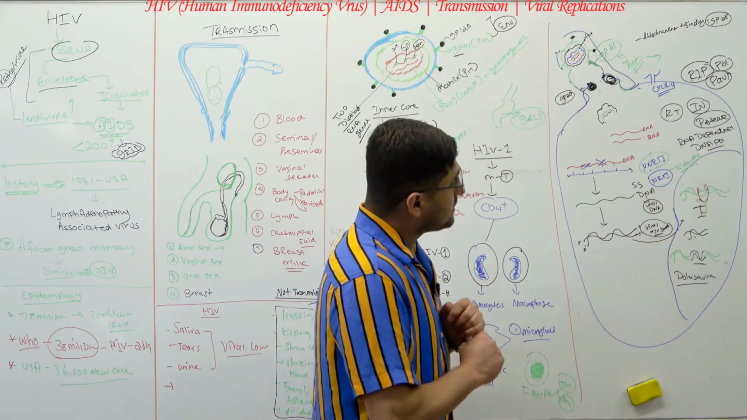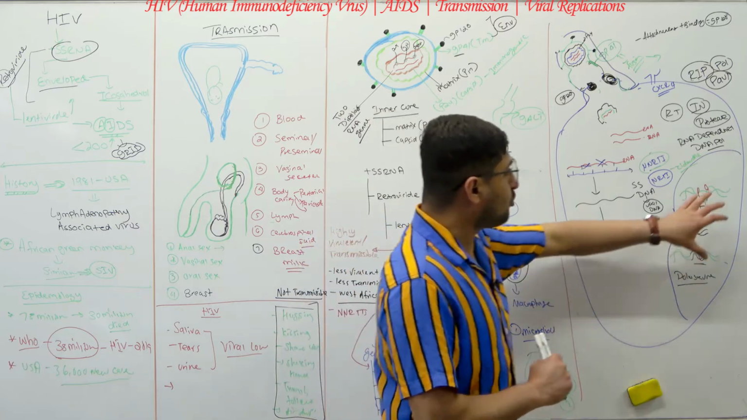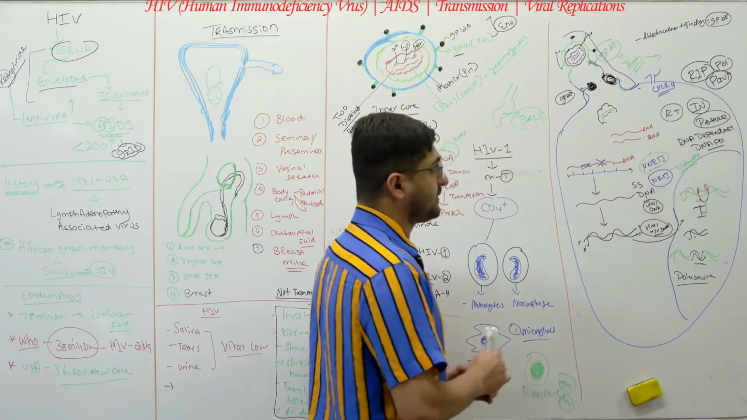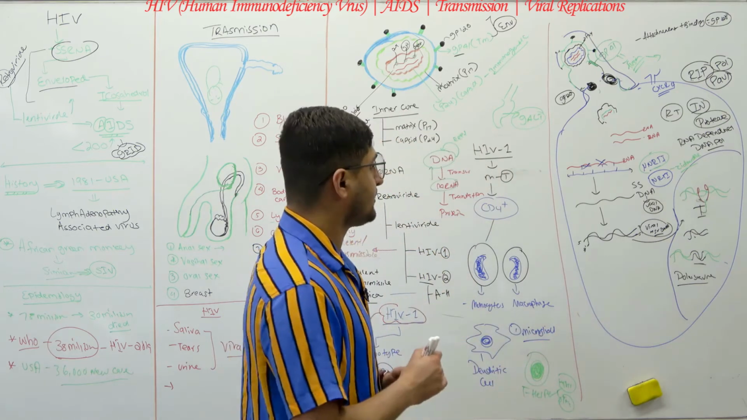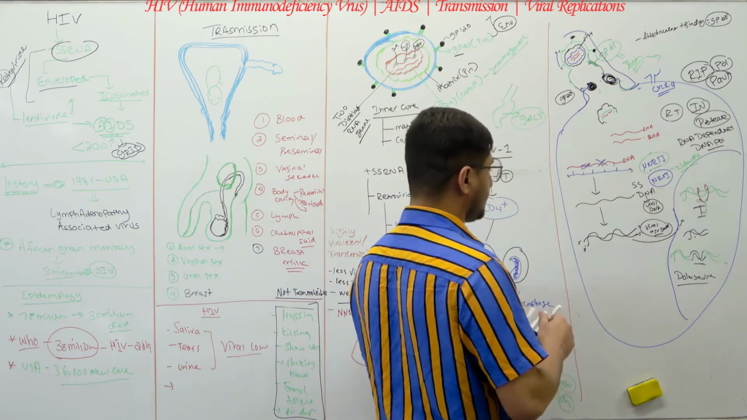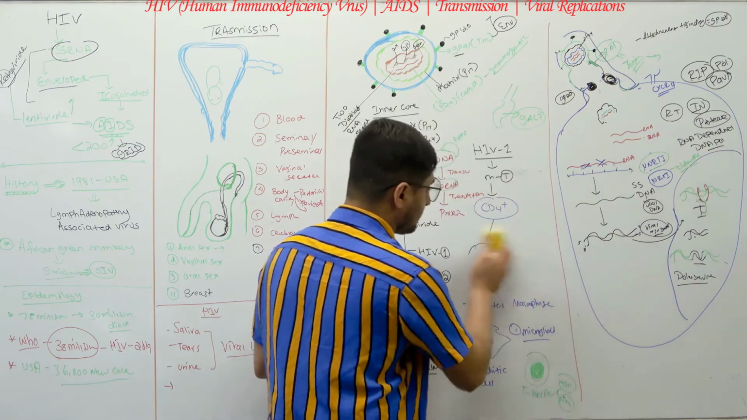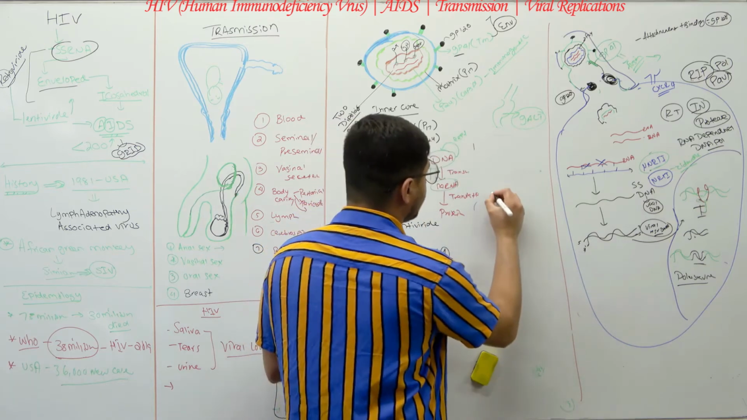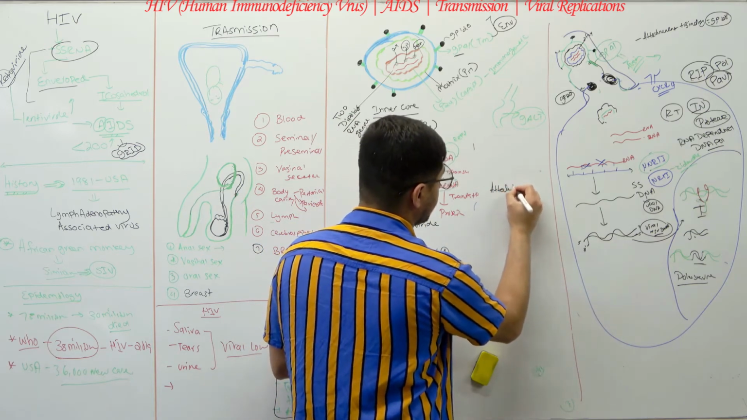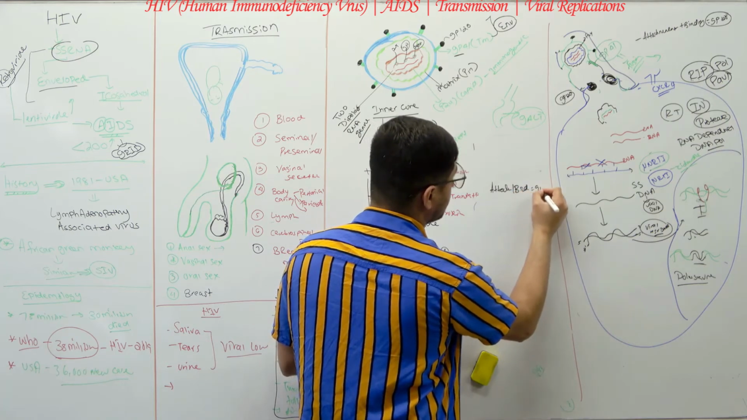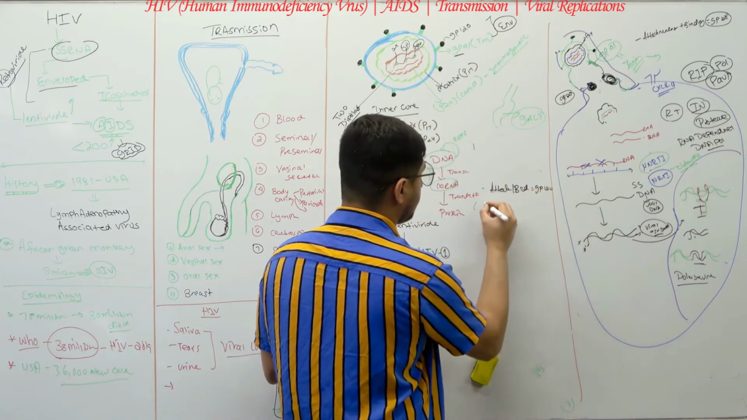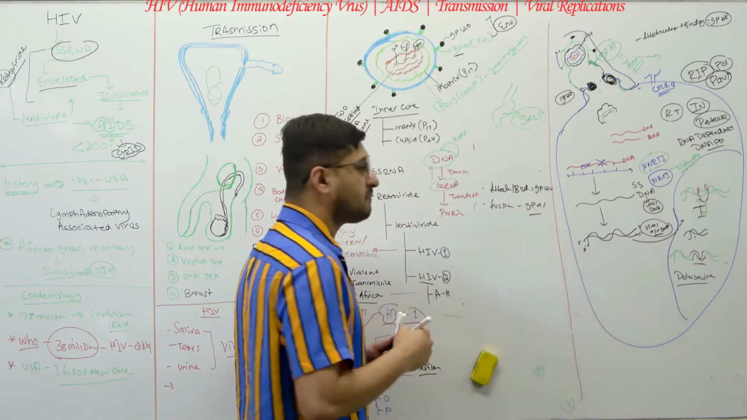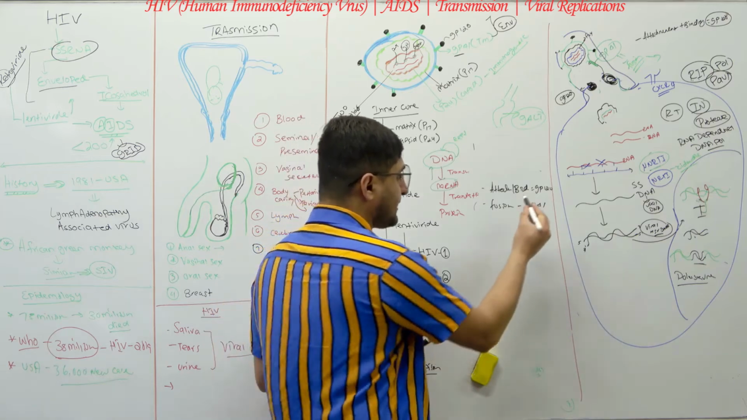Now the whole concept here is that once it's incorporated into this DNA, what is next? What's going to happen? But before we go over there, let's quickly review what we talked about so far. Remember, for your attachment and your binding, glycoprotein 120 plays a role. For your fusion, glycoprotein 41 plays a role, right? That's a very important concept.